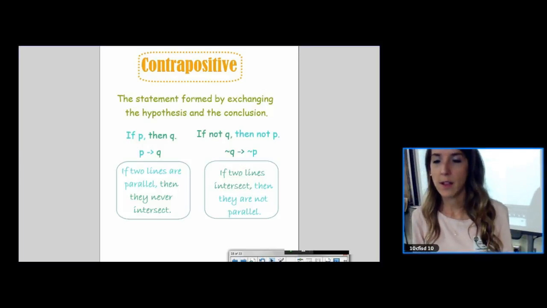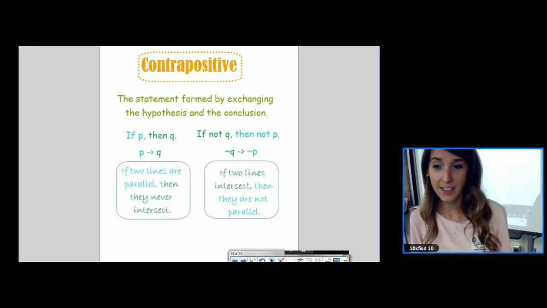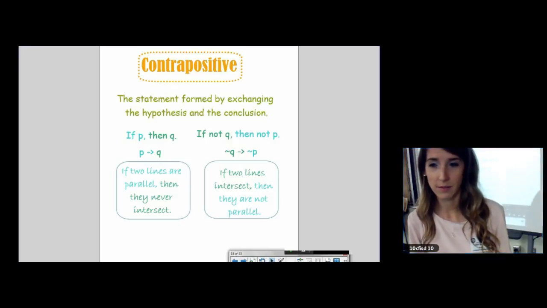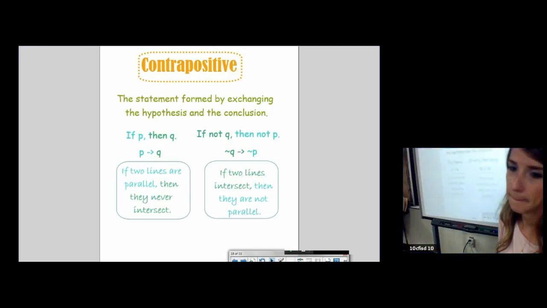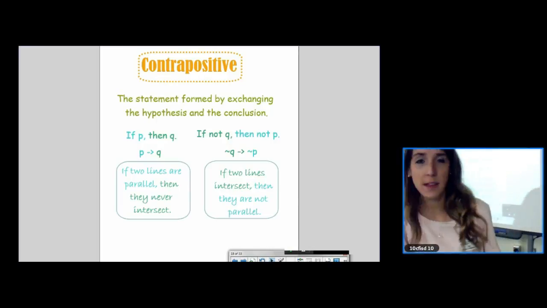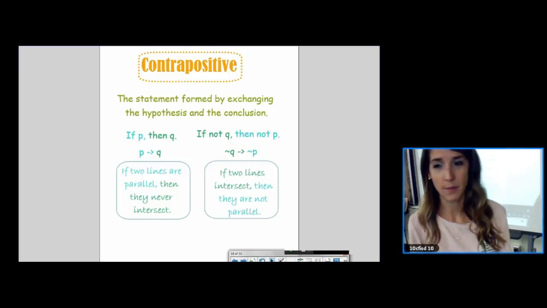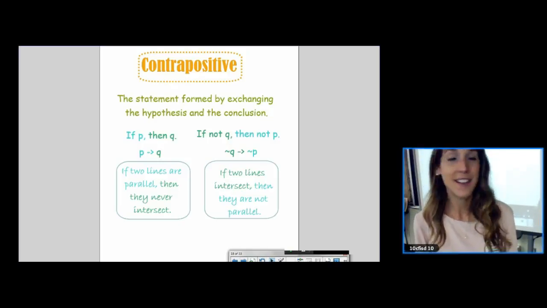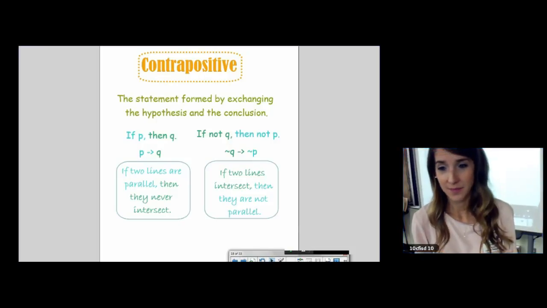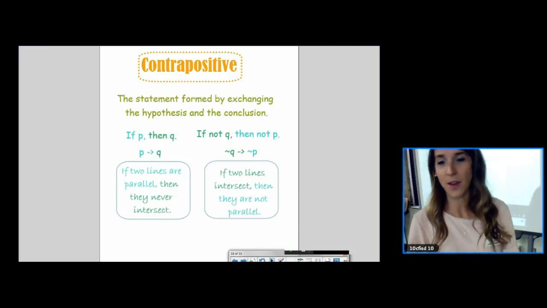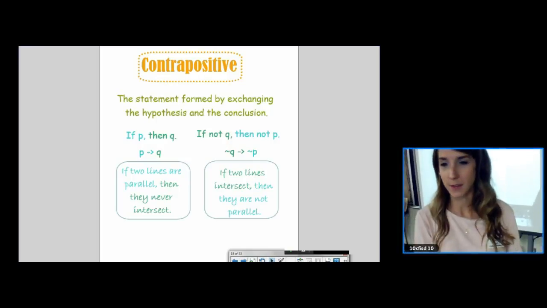If two lines are parallel, then they never intersect. If two lines intersect, then they are not parallel. If not Q, then not P. If you give a mouse a cookie, then he'll ask for a glass of milk. If a mouse does not ask for a glass of milk, then you did not give him a cookie. We're not saying if they're true or false. We're just rewriting the statements for now.